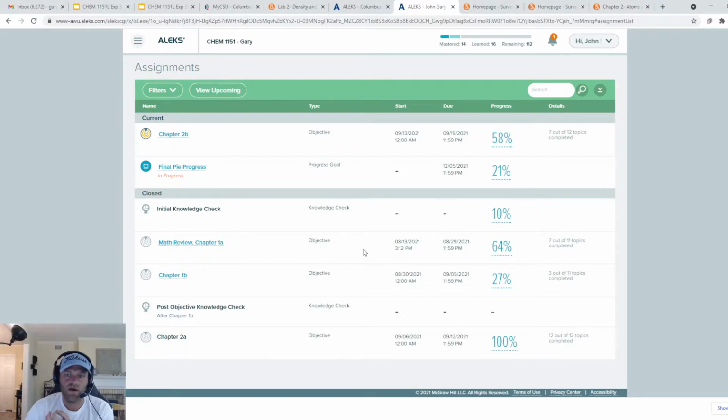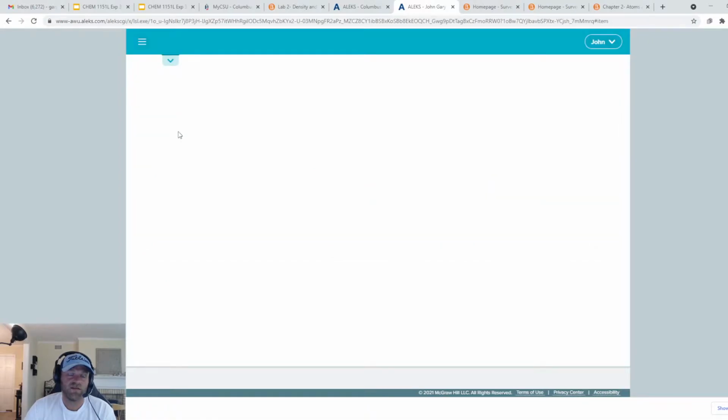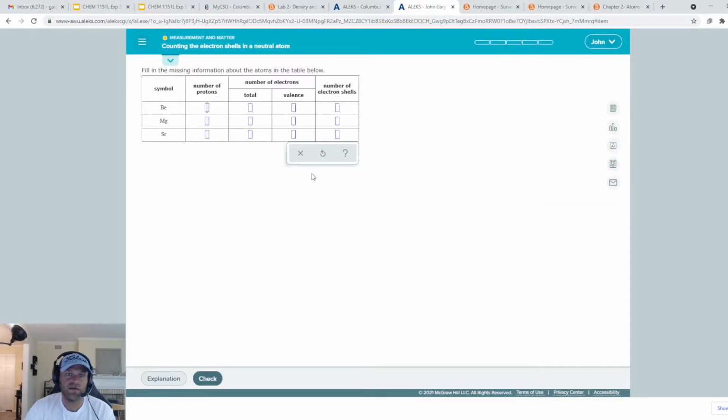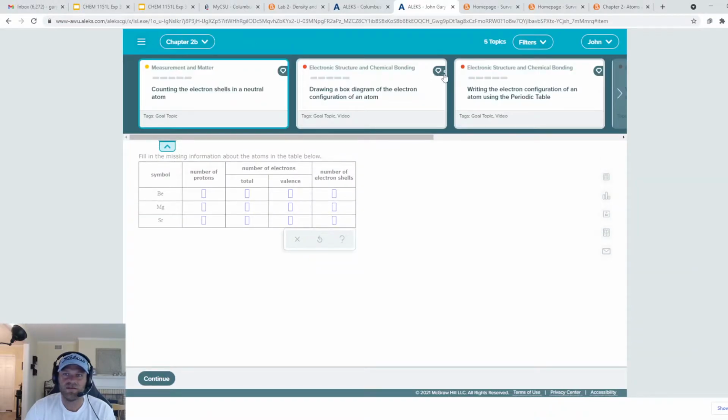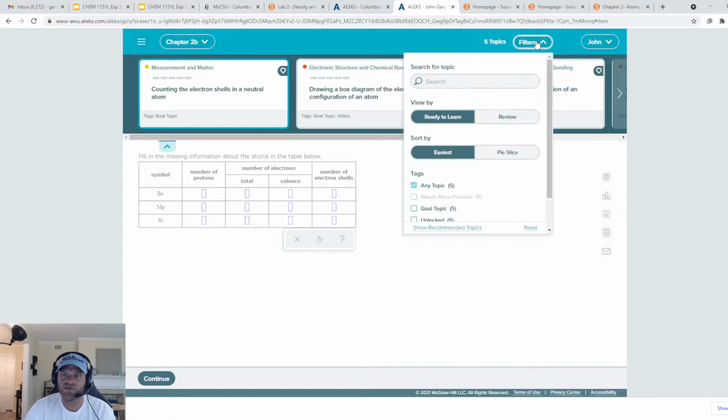Assignments. Okay, so this is where you'll see your grade, right? The progress on the right, and it'll tell you how many topics completed. Let me say I'm going to click on 2B, and it takes me right into that. So none of these are mastered.